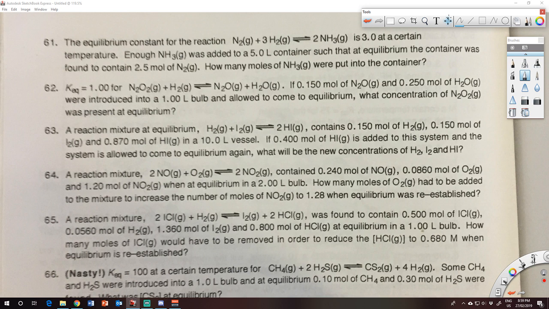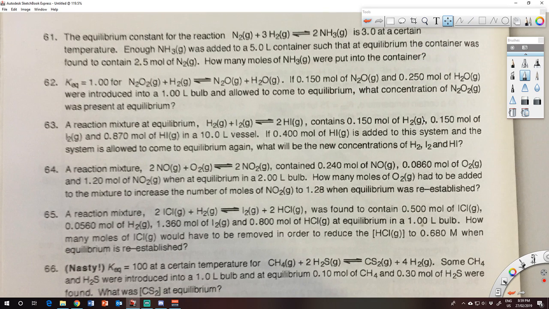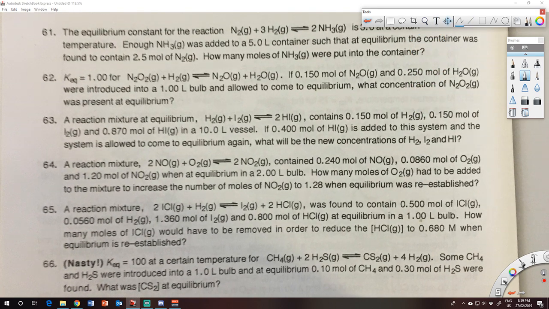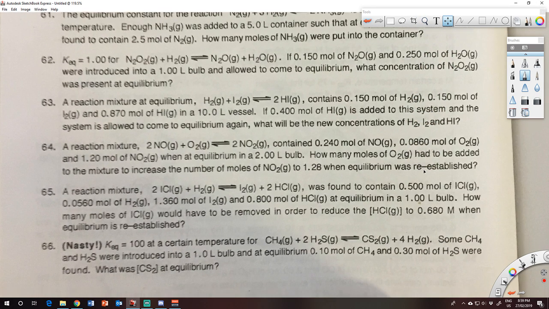62. Equilibrium constant. Oh shoot, lost my place. Equilibrium constant, 0.15 moles of N2O and 0.25 moles of H2O were put in a bulb and allowed to come to equilibrium. What concentration of N2O2 was present at equilibrium? This sounds very similar to something we did already in class, so I'll skip that one.